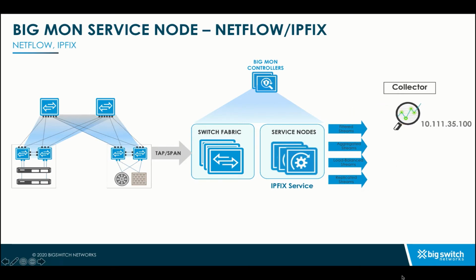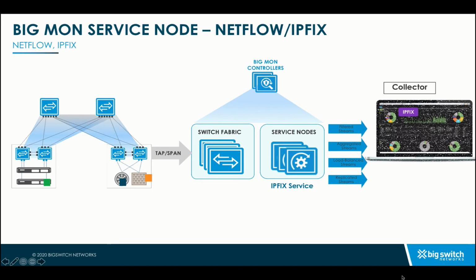To generate flow data, traffic is tapped or spanned from production network and forwarded to service node via policy. Once the production traffic arrives at the service node, flow records are generated and sent to the collector. For our demo, we will generate IPFIX records from our production network. We will use Big Mon Analytics node as IPFIX collector for visualization.